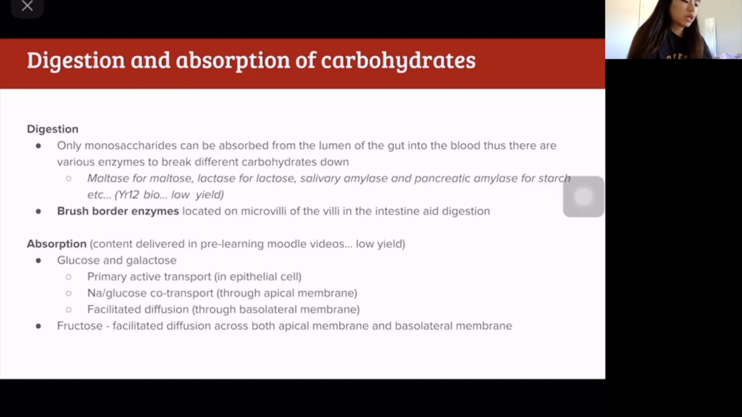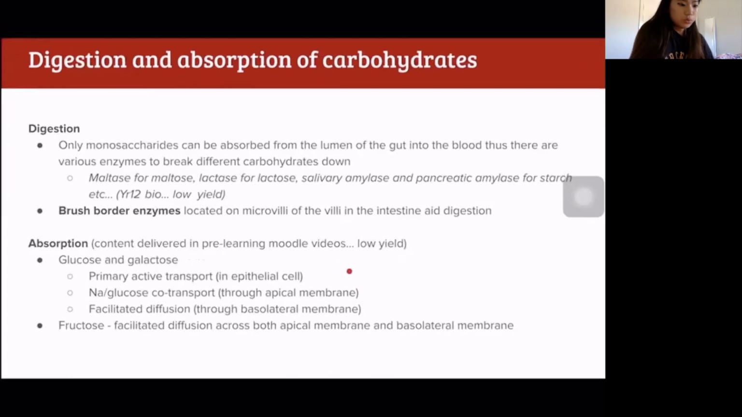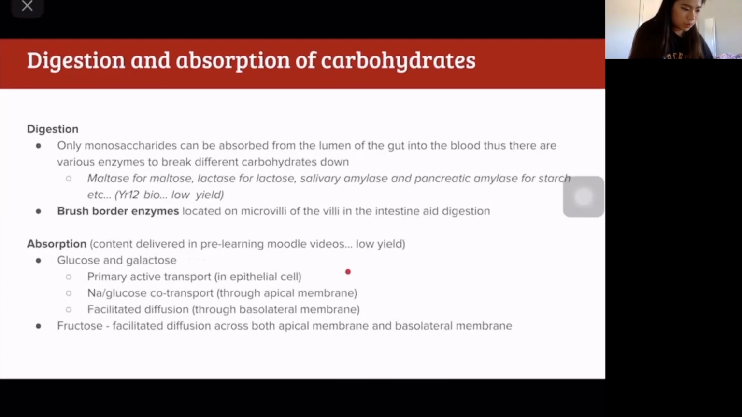And then for the absorption, Nirma didn't really teach it. I don't know if you guys still have Nirma this year, but this content was basically a bunch of videos on Moodle that they wanted you to watch. So it's pretty low yield, but you'll see that different molecules are absorbed in different ways into your body. I'm not going to really go over them because you basically won't be tested on that.